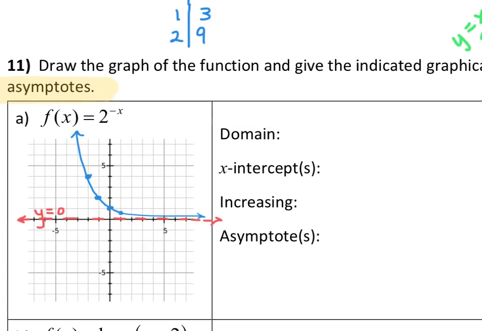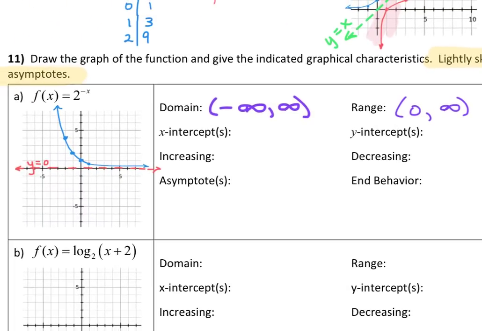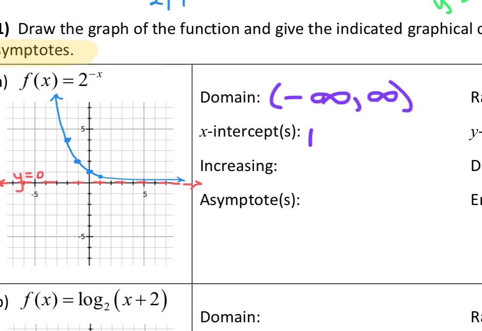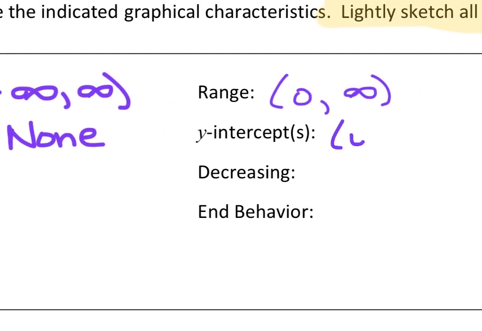So the domain of every exponential function is all real numbers, negative infinity to positive infinity. And the range, without any transformations or shifts, I guess, is a better way to put it, is going to be 0 to positive infinity because I didn't shift it up or down. There are no x-intercepts because the graph doesn't touch the x-axis. There's an asymptote there. There's a y-intercept at (0, 1).